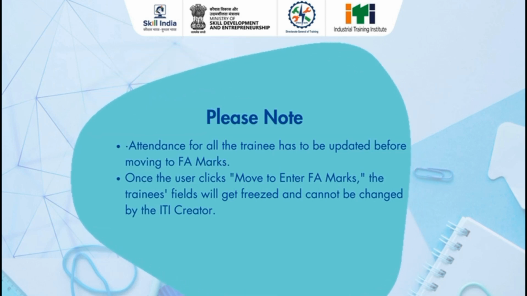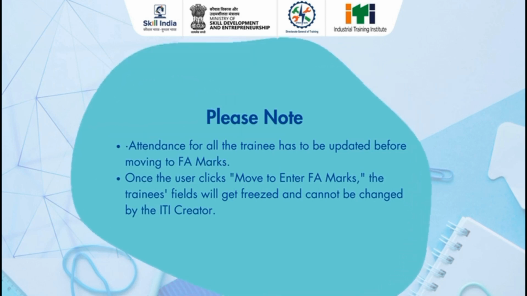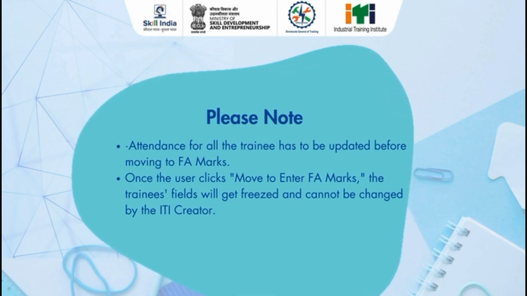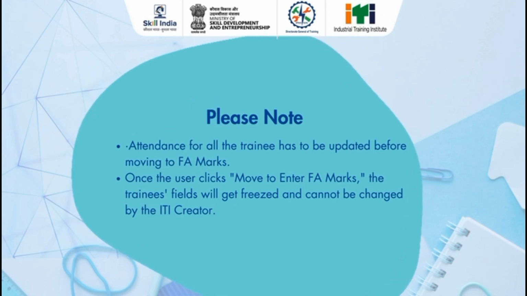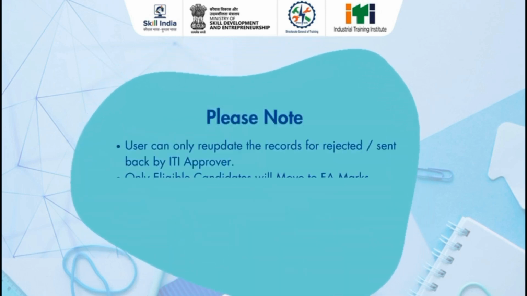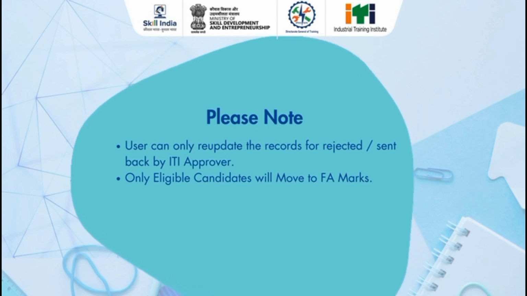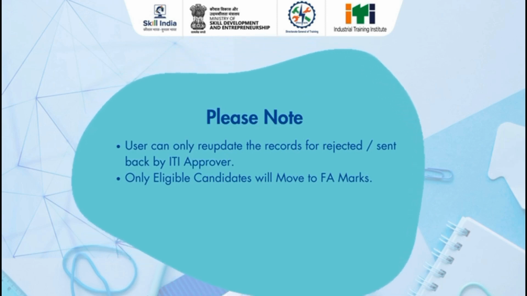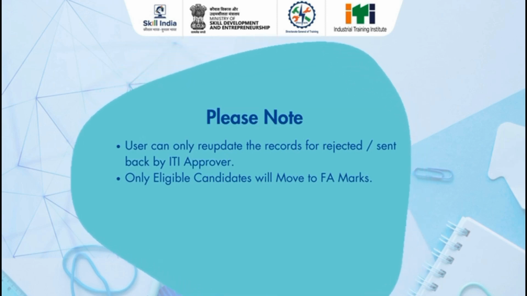Please note, attendance for all the trainees must be updated before moving to FA marks. Once the user clicks on Move to Enter FA Marks, the trainees' fields will be frozen and no changes can be made by the ITI creator. The user can only re-update the records rejected and sent back by the ITI approver. Only eligible candidates will move to FA marks.